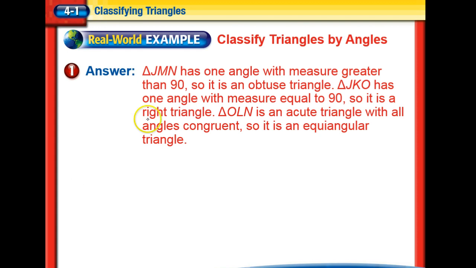And if we check our answer, JMN has 1 measure greater than 90, so it's obtuse, which is what we said. JKO has 1 measure equal to 90, so it is a right triangle, which is what we guessed. OLN is an acute triangle with all angles congruent, so it is an equiangular triangle. So we were right without even using a protractor.